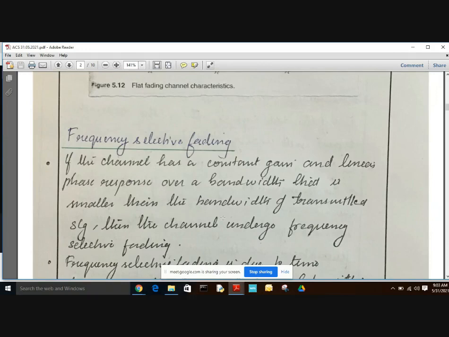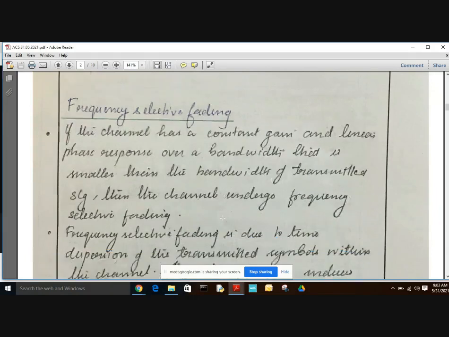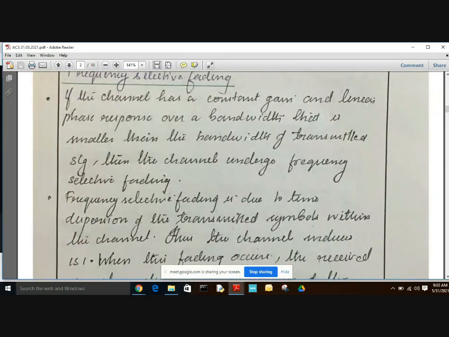Here, if the channel has a constant gain and linear phase response over a bandwidth, and this bandwidth is smaller than the transmitted bandwidth, then the channel undergoes frequency selective fading. And this term is known as frequency selective because not all the frequency components undergo fading, but only a particular frequency component or components undergo fading. As the name indicates, only a selected frequency component undergoes fading.